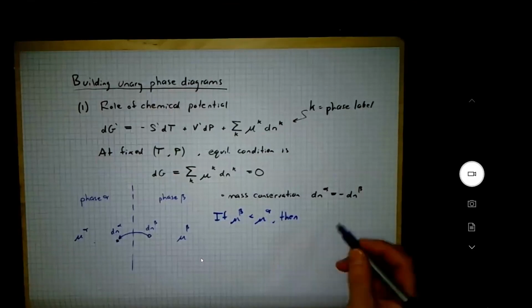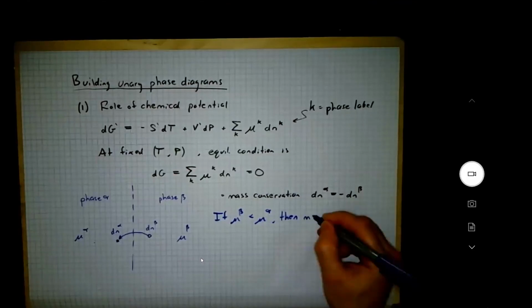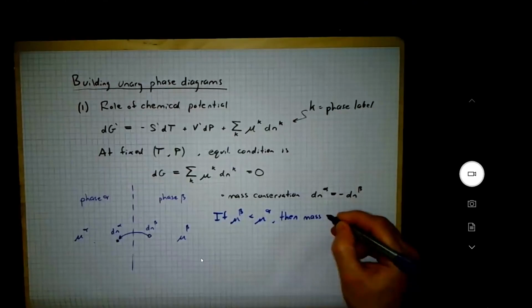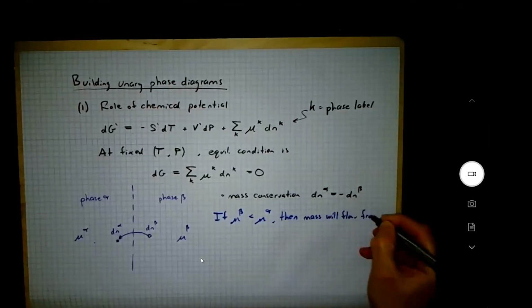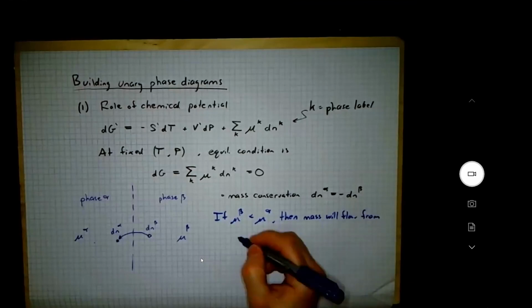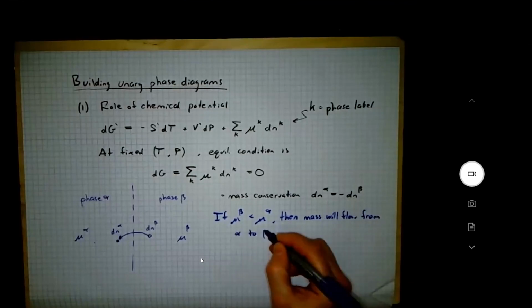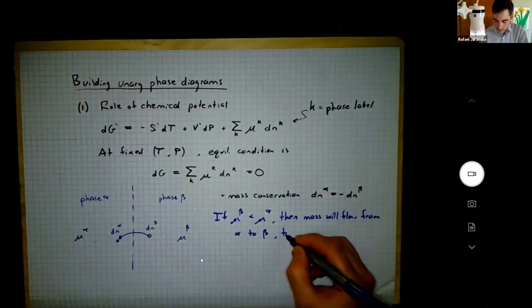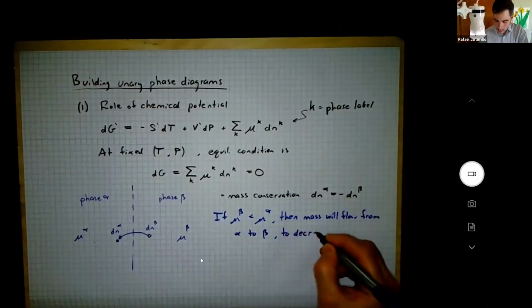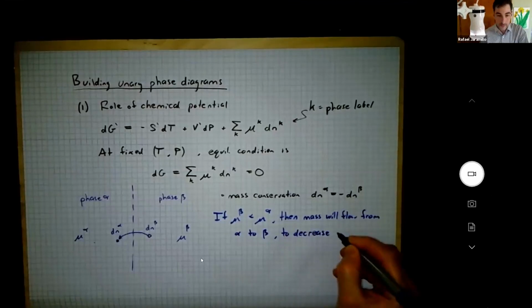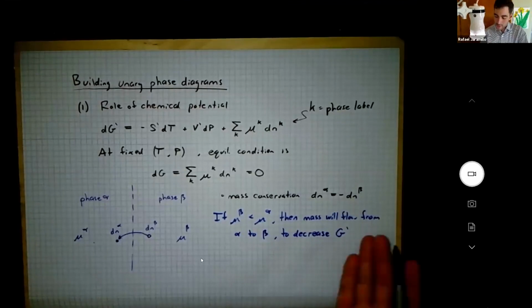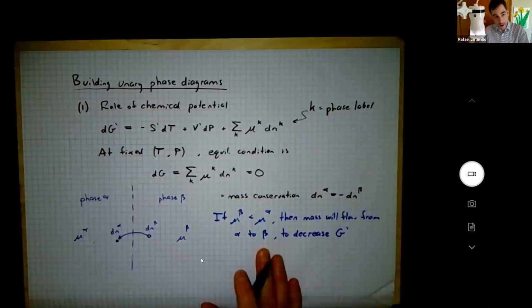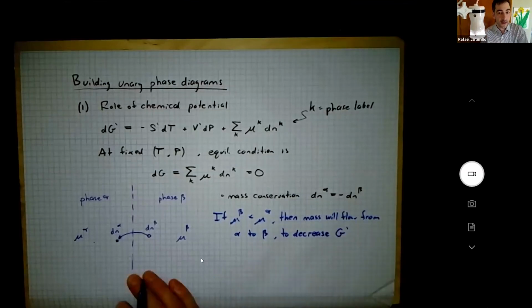Would alpha start going to beta? The mass will flow from alpha to beta to decrease Gibbs, right? So there's going to be a little bit of a downhill flow. There's a driving force for the mass to flow from alpha to beta to lower the overall Gibbs energy, right?